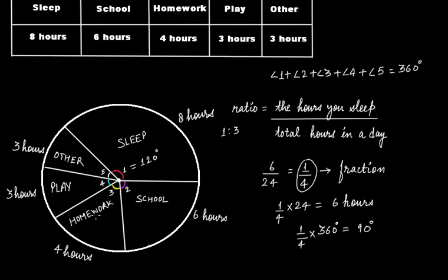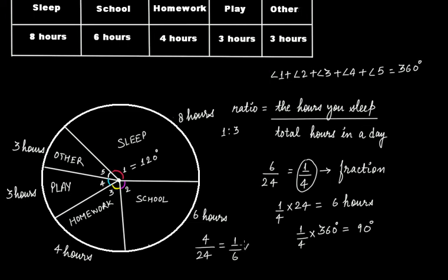Okay. Same thing here then. This is homework. So tell me what will be the ratio. Ratio will be 4/24, right? 4 to 24. And if you simplify it, the highest common factor will be 4. This comes as 1/6, 1 to 6.